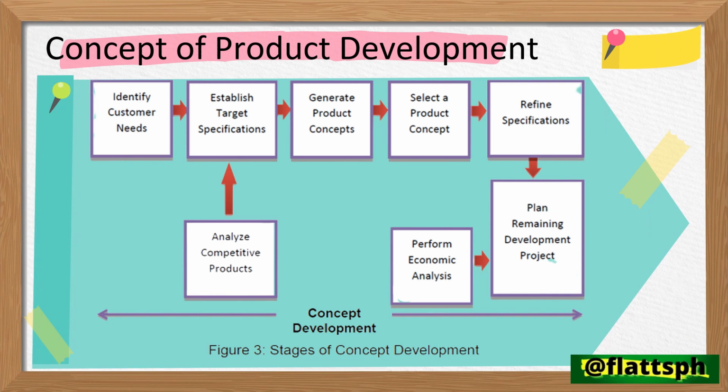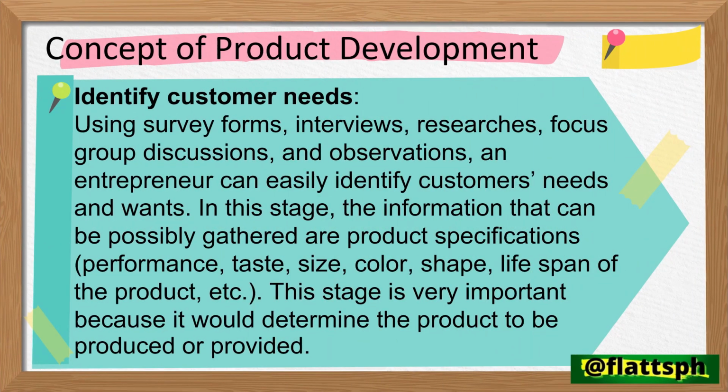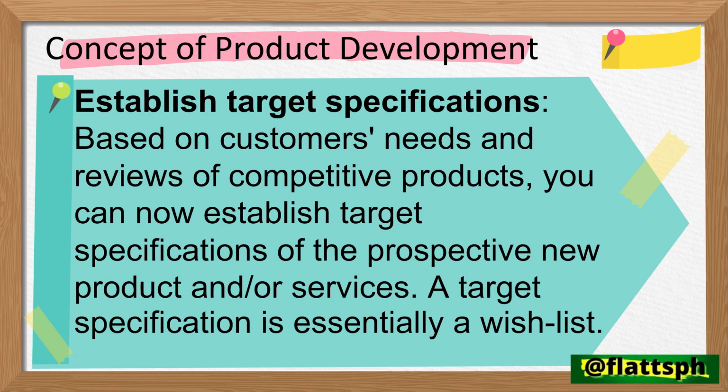The first step is identifying customer needs. Using survey forms, interviews, researches, focus group discussions, and observations, an entrepreneur can easily identify customers' needs and wants. In this stage, the information that can be possibly gathered are product specifications such as performance, taste, size, color, shape, lifespan of the product, and so on. This stage is very important because it would determine the product to be produced or provided.